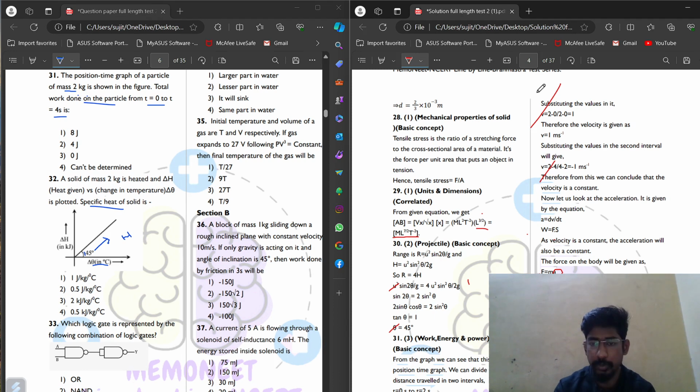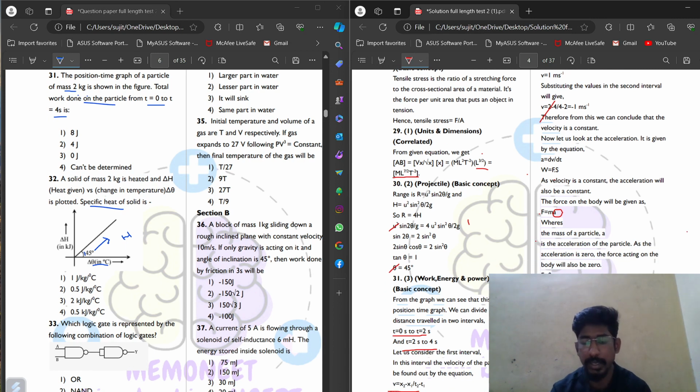Here the formula is given: s equals H by m del theta, right? So here H by del theta is the slope, that is equal to tan 45 degrees, which is equal to 1, and m here is 2 kg, so that means 1 by 2, right? So s will be equal to 1 by 2, that is 0.5. Therefore option number 2 is correct.